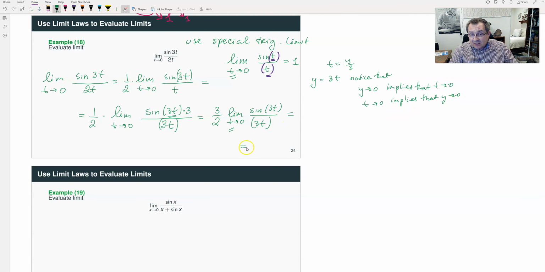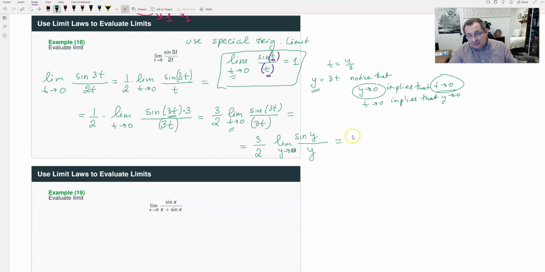So what that means is that every time I see 3t, I can now write y. Let's take a look. I have 3 halves, then I have the limit, then I have the fraction. Every time I see 3t, I will now write y. In the denominator, I see 3t, I will write y. And the limit as t goes to 0, I can replace with the limit as y goes to 0, because t goes to 0 and y goes to 0 simultaneously. So I'll put y goes to 0. Now I have a clear match to the special trigonometric limit, and I know it's 3 halves times 1, which is 3 halves.